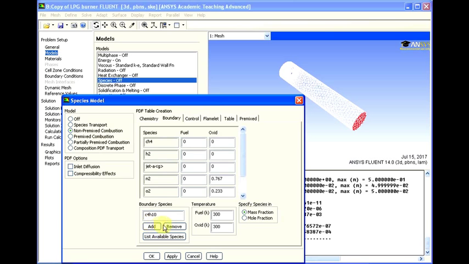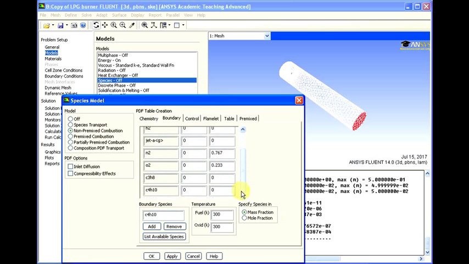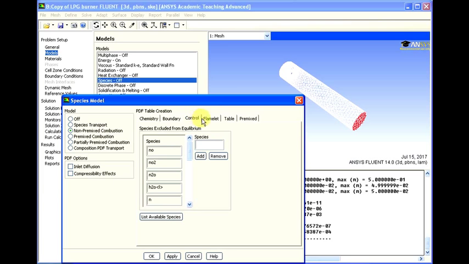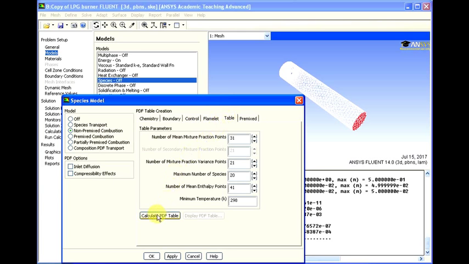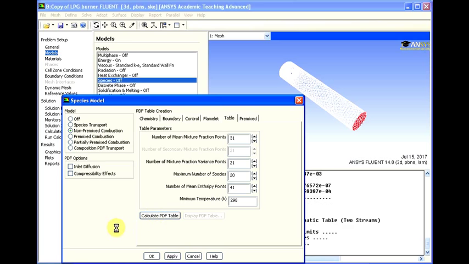And add. Okay, in Malaysia it is around, in volume ratio, about 30% propane, so 0.3, and 70% butane. For air, it's okay, it's there by default. Now we calculate the table. It will take some time to calculate the PDF table.